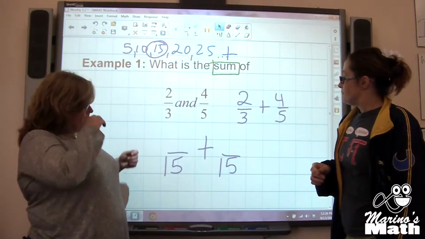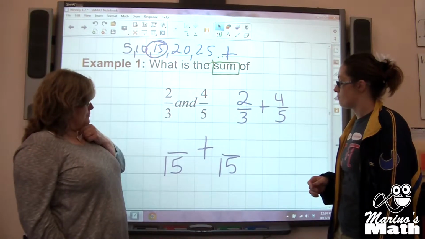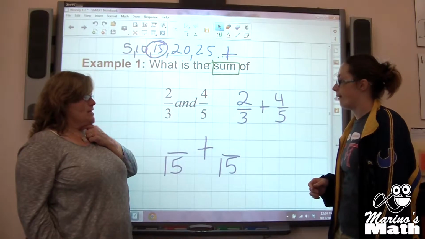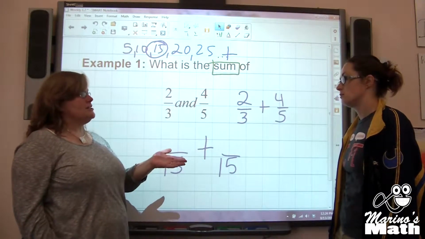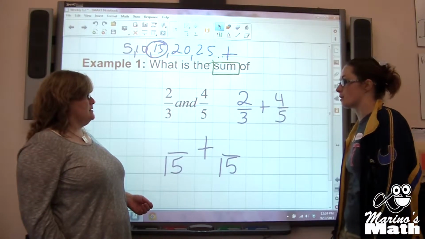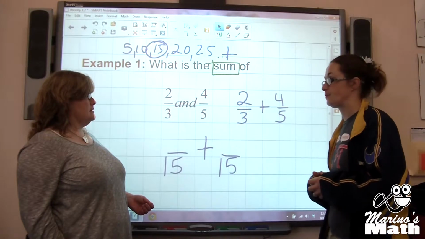Okay. Now we have to make this fraction into a fraction with 15 in the denominator. We can't change the value, right? It still has to be equal to 2/3. Yes, it has to stay 2/3, but it's got to look a little bit different. We've got to make an equivalent fraction.